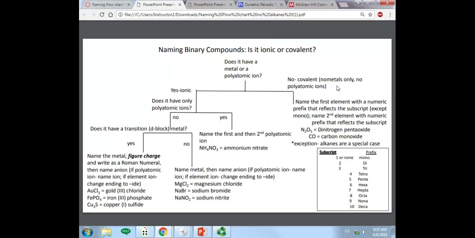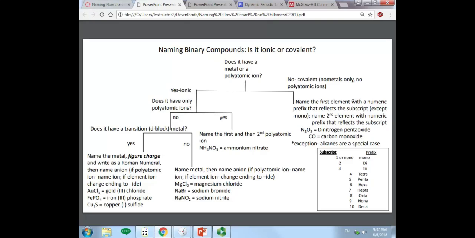Okay, so I'm going to do the covalent side first because it's the nicest. This is where we use prefixes. The rules for naming covalent are different than ionic. Covalent uses prefixes. That's because they can combine in a number of different ways, right? So let's look at 2 examples that we already know.